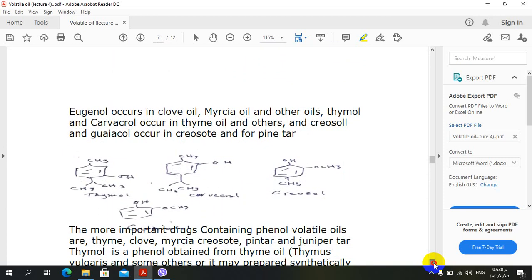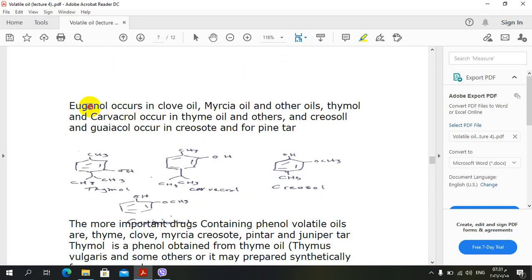Now, eugenol occurs in clove oil, myrica oil and other oil. Thymol and carvacrol occur in thyme oil and other, and the cresol, guaiacol occur in creosote and for the pine tree.